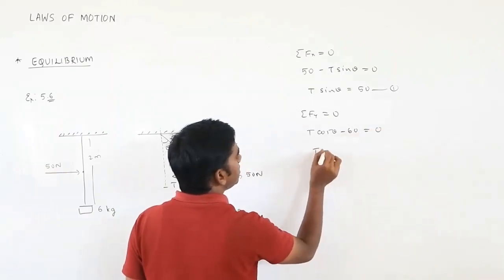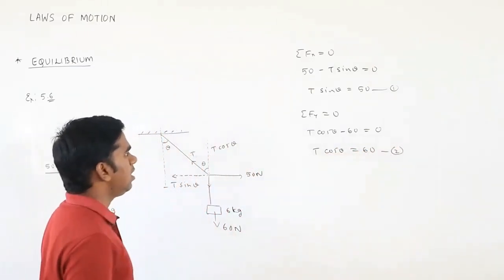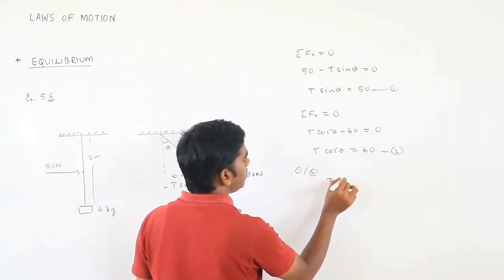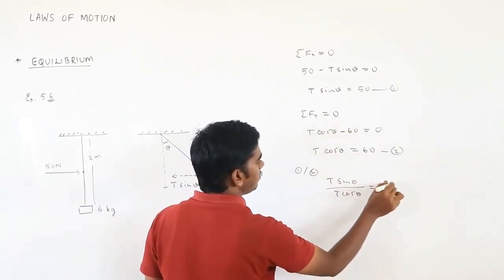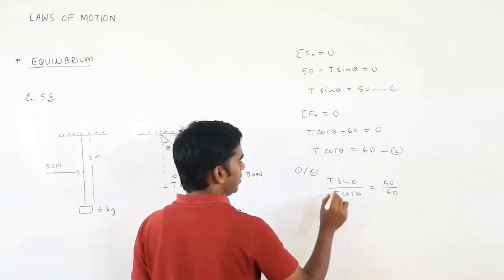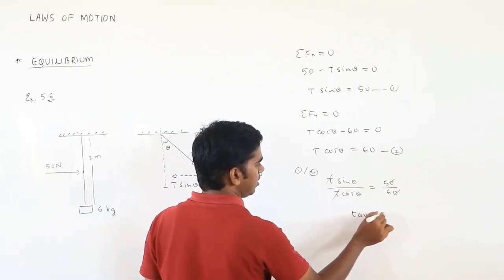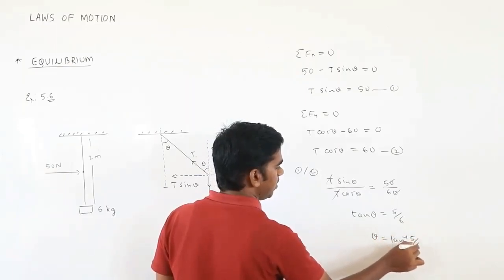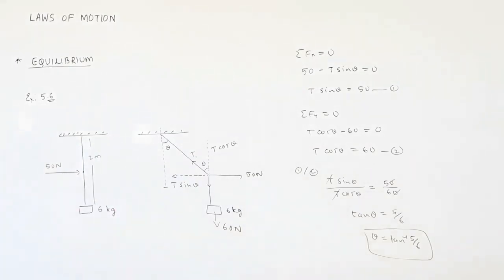So what can you write? You can write T cos theta equals 60. This is equation number 2. Now you can do equation 1 divided by equation 2. T sin theta divided by T cos theta equals 50 divided by 60. T will get cancelled. Sin theta by cos theta is tan theta equals 5 by 6. So theta equals tan inverse of 5 by 6. This is how we can find that angle.